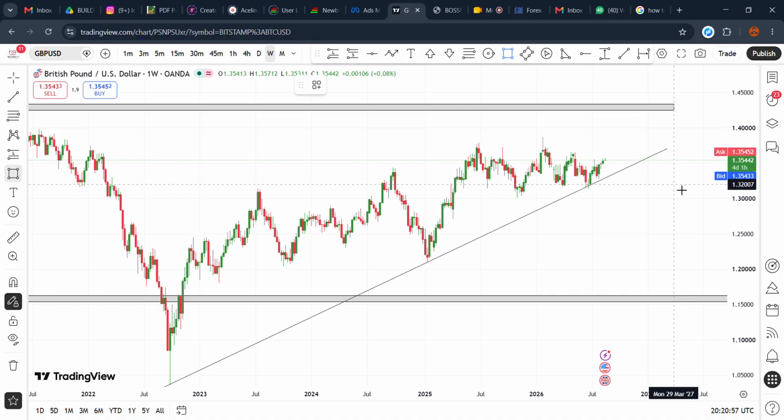I pick out my tools and go to the lower time frame. I pick out my support level.